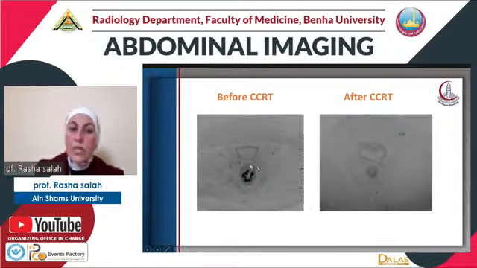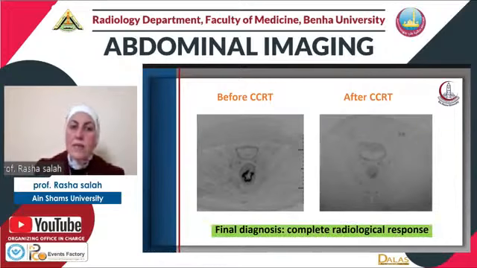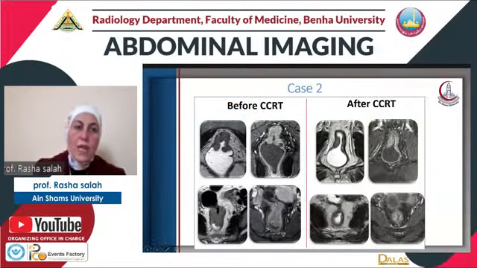This is the inverse image for the diffusion before treatment, and this is after treatment. There are few areas of restricted diffusion, and this indicates that this is a partial radiological response with small residual tumor located within the rectal mucosa over here, and this is a partial response.